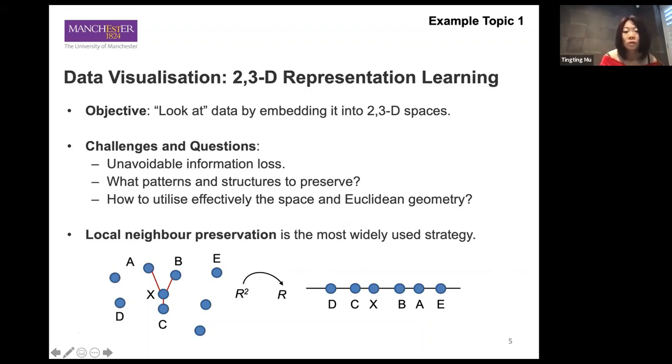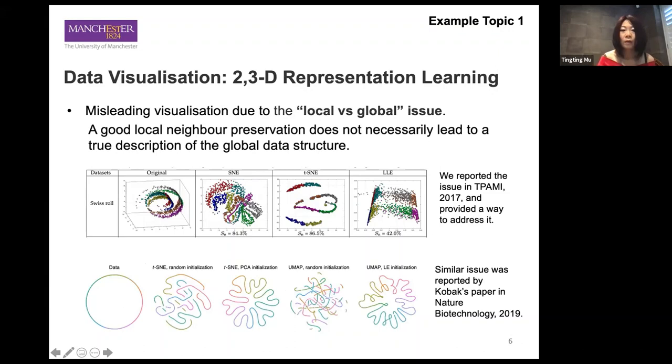So a common approach in this field is to preserve local neighbors. As shown in this single example, if you have identified A, B, C as X's 3 nearest neighbors, then in the new space you would like to have A, B, C again be your nearest neighbors. Okay, so this is the basic idea of local neighbor representation.